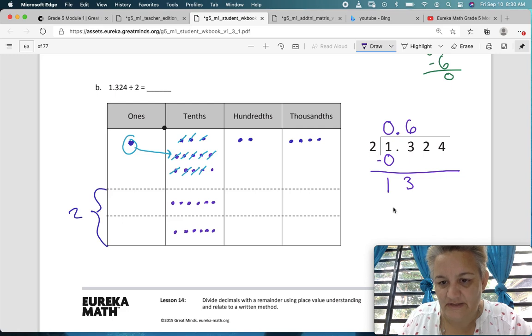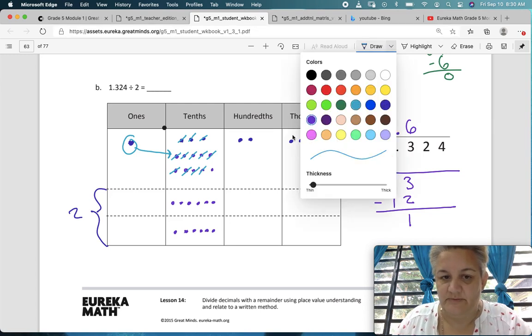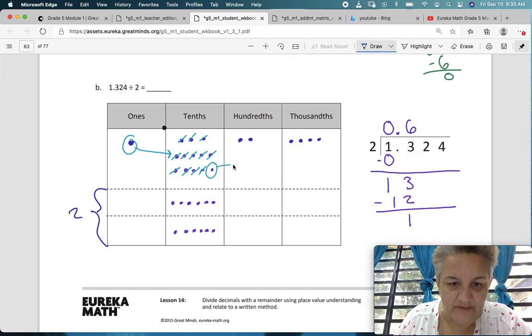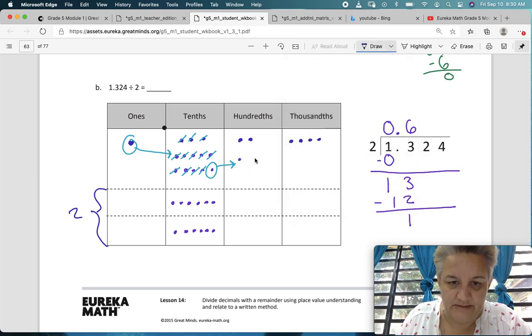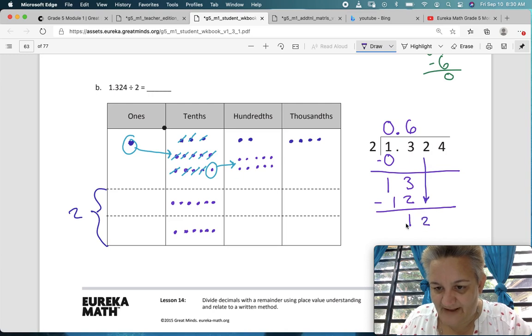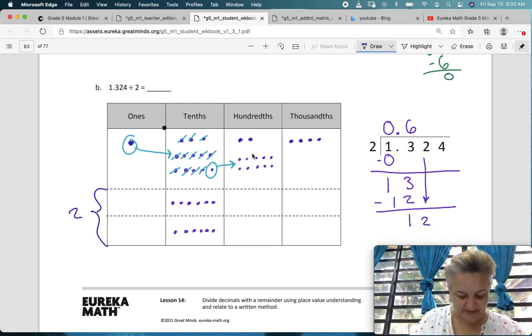Okay, 6 times 2 is 12. That means I have 1/10 left over. Okay, which is true. There it is. It's right there. So I'm going to move that 1/10 over here. And when I move it into the hundredths spot, it becomes 10 hundredths. So 1, 2, 3, 4, 5, 6, 7, 8, 9, 10. Okay. And so now I have 10 plus 2. That means I'm going to bring down that 2. Now I have 12 hundredths and 12 hundredths.